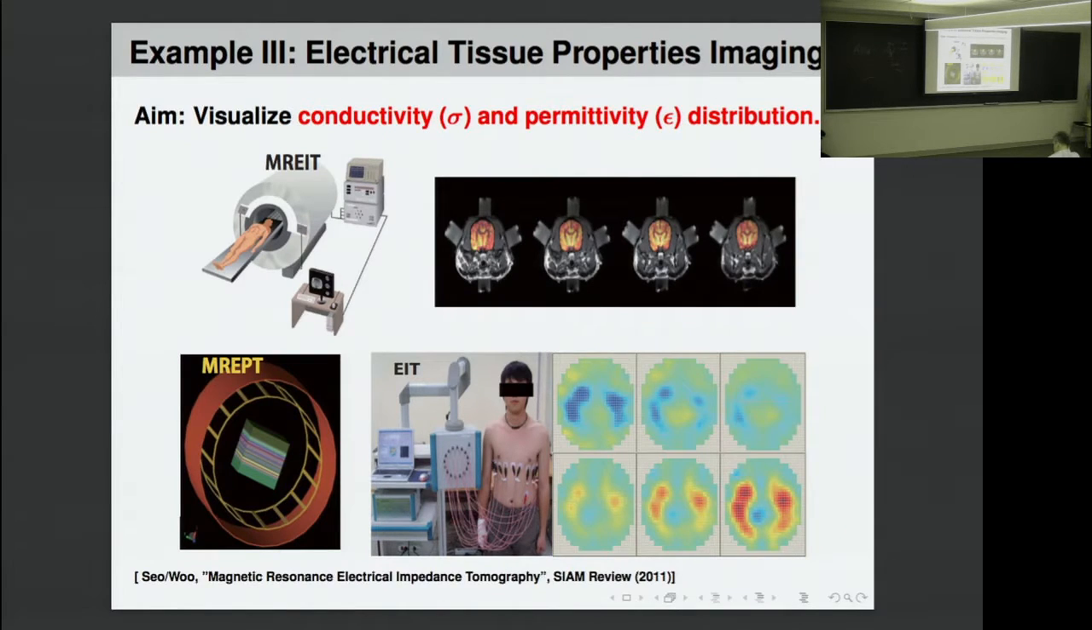This is the last example. This is my main field. Example 3 is electrical tissue property imaging. I think many mathematicians studied this EIT system, and recently MREIT, magnetic resonance electrical impedance tomography, was successful. I'm the founder of MREIT, and this part is based on the SIAM Review in 2011.